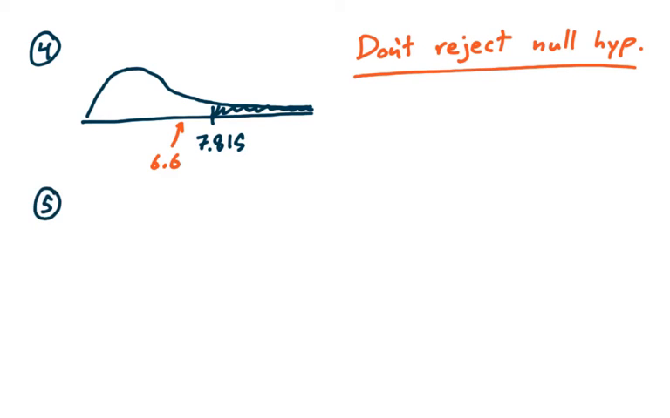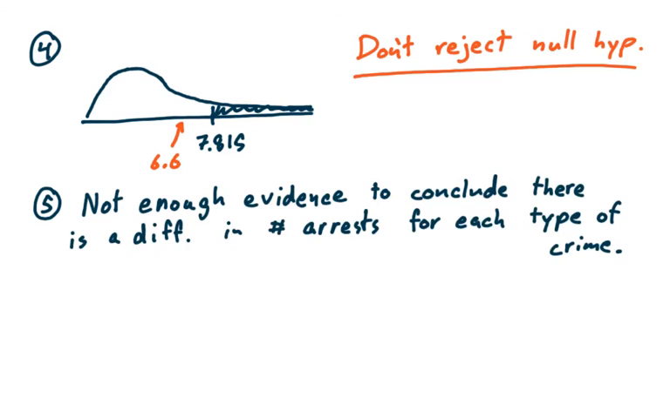And then finally, step 5 is we summarize the results. So we didn't reject the null hypothesis, so there is not enough evidence to reject the claim that there was no difference in the number of arrests for each type of crime. That verbal expression had way too many double negatives in there, so I'll just say there was not enough evidence to conclude that there is a difference in the number of arrests for each type of crime in this particular case.